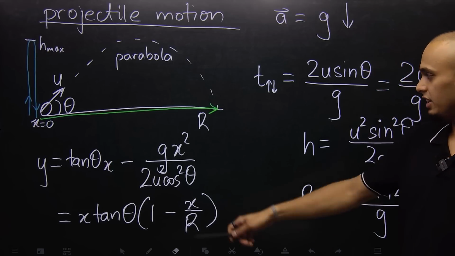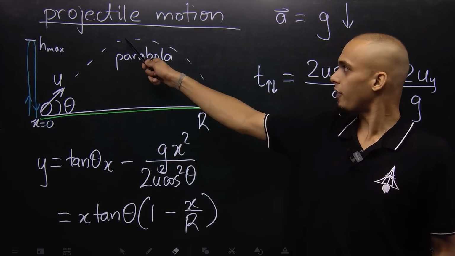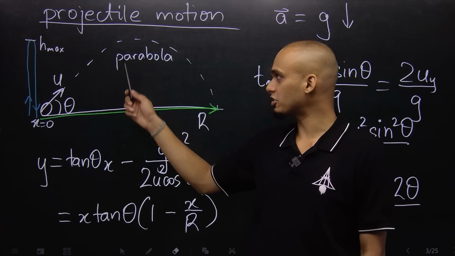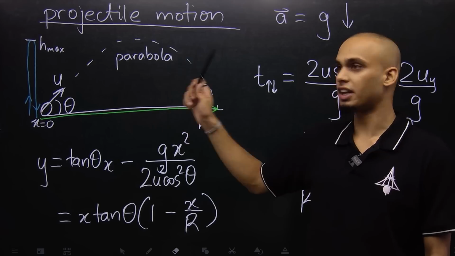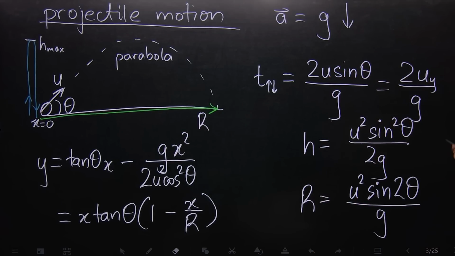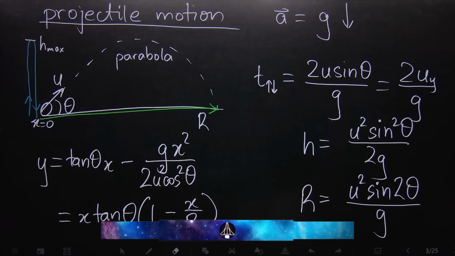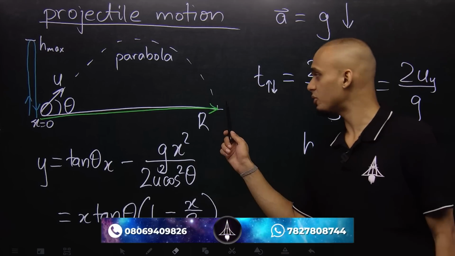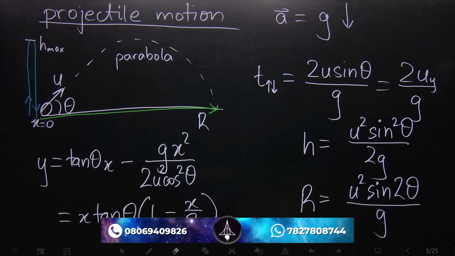For example, in the equation of trajectory, if you substitute the maximum height in the y coordinate and half of the range in the x coordinate, then you will get this expression. Simply substituting the value of x and y into the equation of trajectory will give you this expression. Similarly, by substituting y equal to 0 in the equation of trajectory, you will get the value of the maximum range of the projectile.